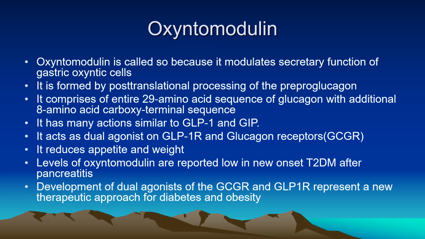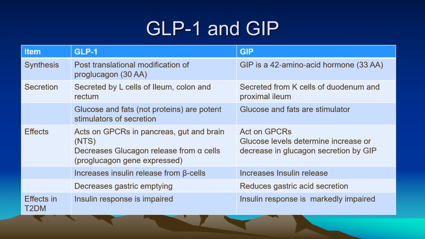Levels of oxyntomodulin are reported to be low in new onset diabetes, that is secondary diabetes after pancreatitis. Development of dual agonists of these receptors, that is glucagon receptors and GLP-1 receptor, represents a new therapeutic approach for diabetes and obesity. And in the near future, oxyntomodulin receptor acting drugs will be available for these conditions.